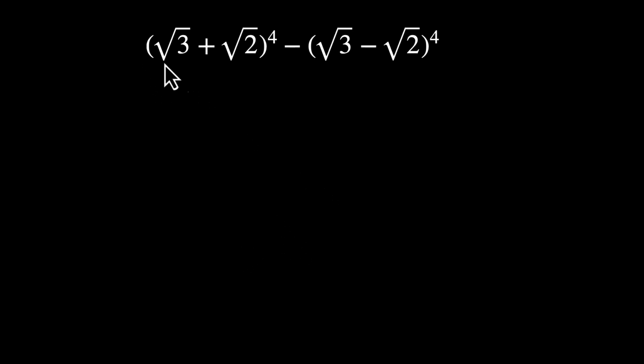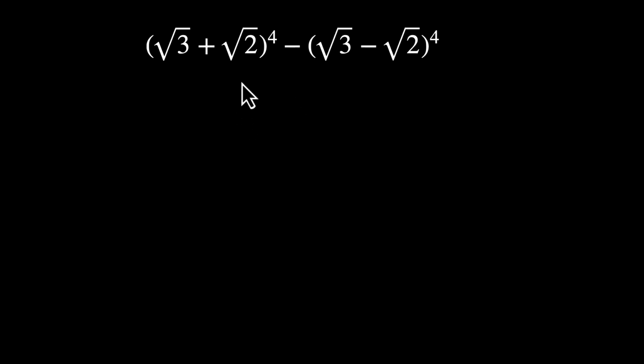In this video, we'll practice using binomial theorem on some irrational terms. Here's one: (√3 + √2)^4 − (√3 − √2)^4. We need to find the value of this. Pause the video, think about it. Okay, let's do this together.